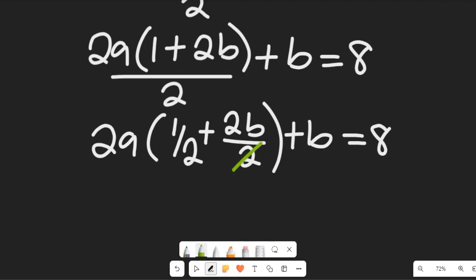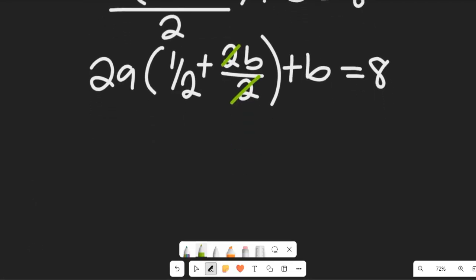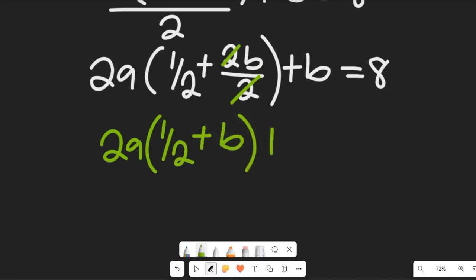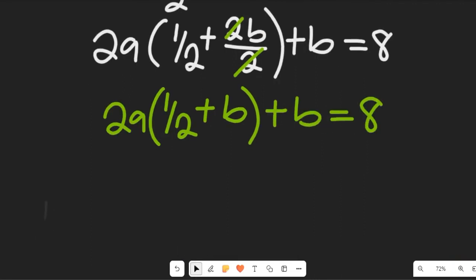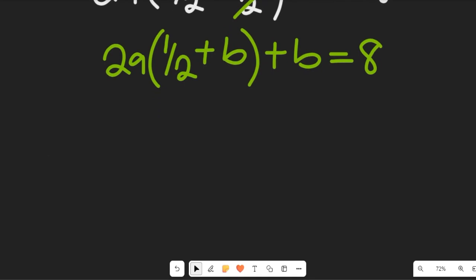From here, 2 can clear 2, and then that expression can give me a value which is 2a multiplied by 1 divided by 2 plus b, and this will be plus b, and this will be equal to 8. Great. Now we have one expression, half plus b. So we're going to work with that half plus b.